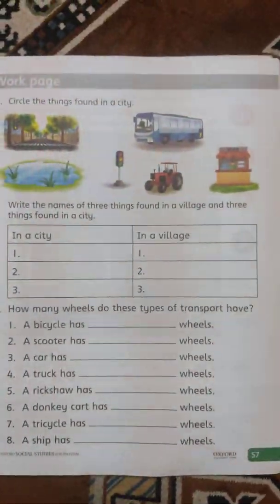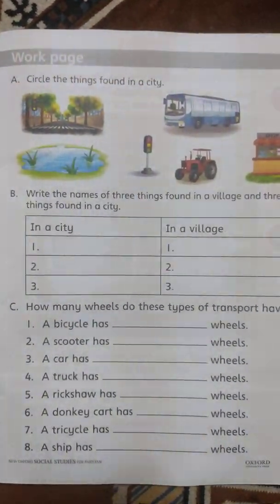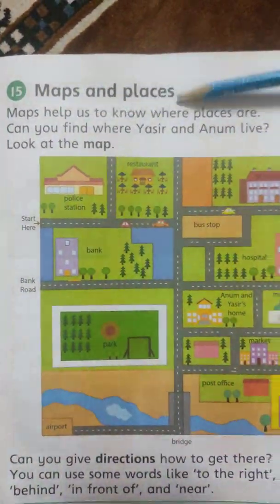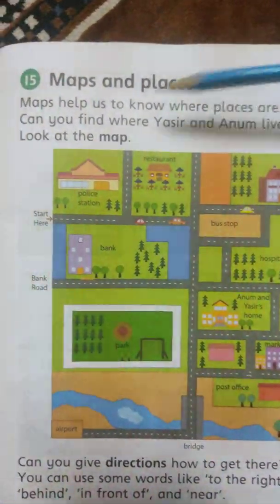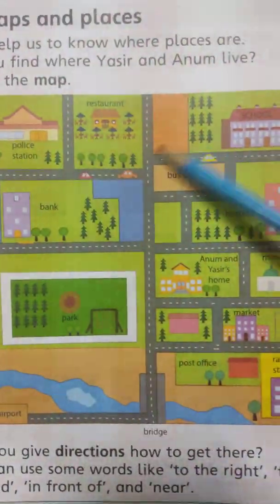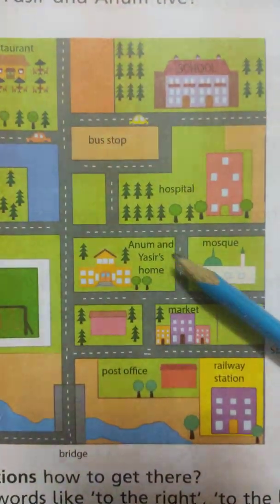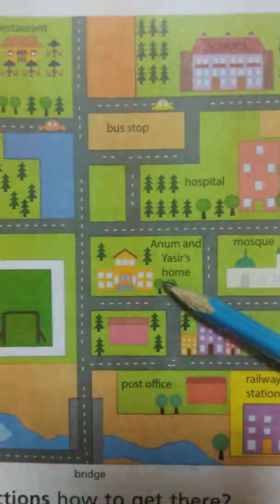Now look at your page number 57. It is your homework. Now look at your page number 59. Maps and places. Maps help us to know where places are. Can you find where Yasir and Anam live? Look at the map. Yes, we can find Yasir and Anam's home. Look here. Yasir and Anam live here.